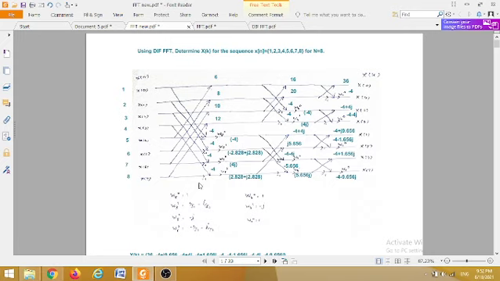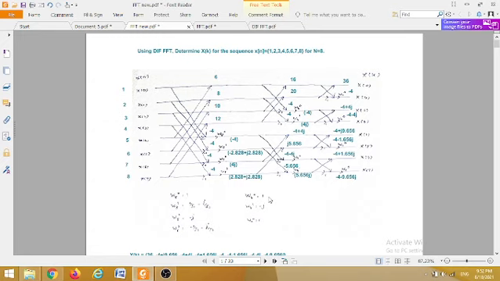What is W8 power 0? W8 power 0 is nothing but it's going to be 1. And W8 power 1 is nothing but it's going to be 1 by root 2 minus j by root 2. And W8 power 2 is nothing but it's going to be minus j. And W8 power 3 is nothing but it's going to be minus 1 by root 2 minus j by root 2. Similarly, here we have W4 power 0.